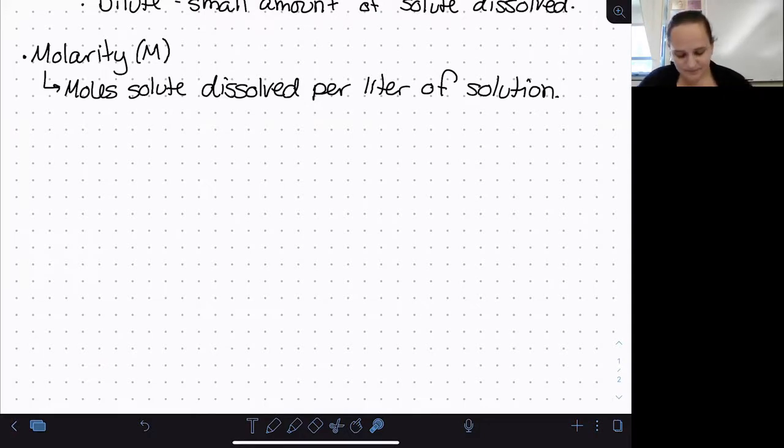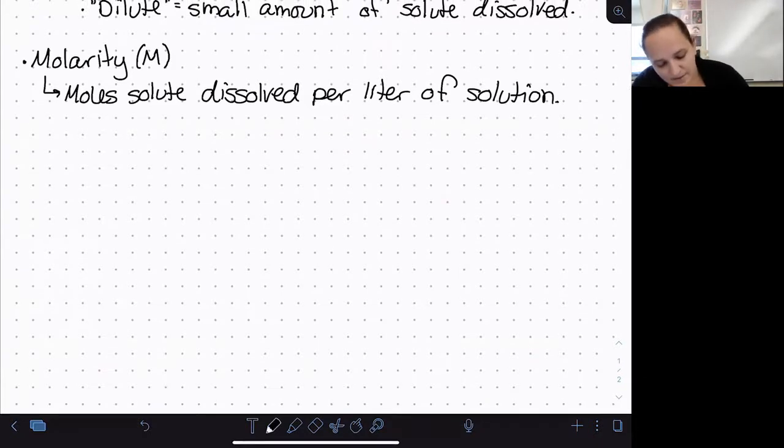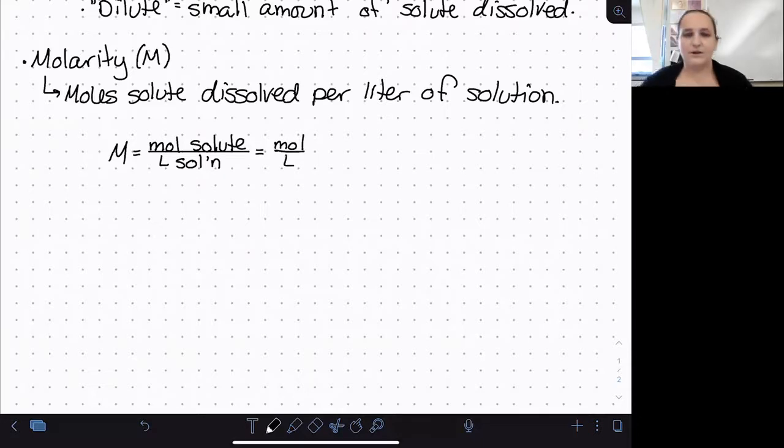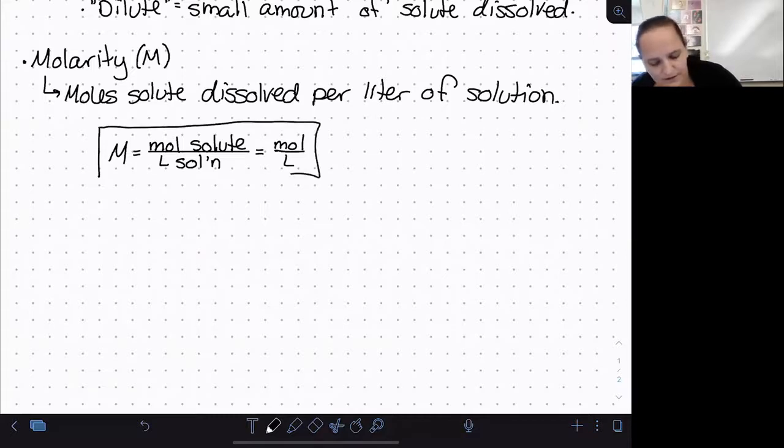We'll talk about it. So you'll often see this expressed mathematically as molarity is moles of solute per liter of solution. And that's an abbreviation for solution on the bottom there. Or sometimes this will just be simplified to moles per liter. So this is our definition for molarity.